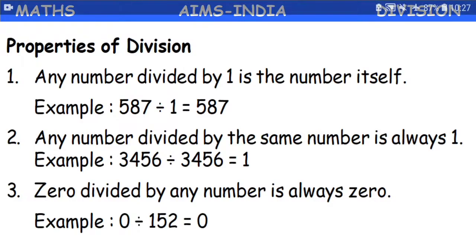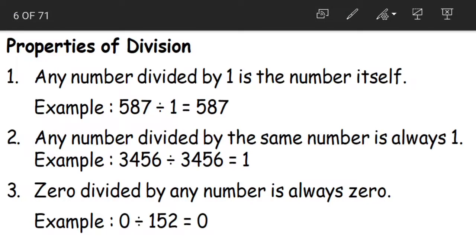Next, coming to properties of division. We have already learned properties of addition, subtraction and multiplication, right? Now let us learn about the properties of division. First one is any number divided by 1 is the number itself. Example, 587 divided by 1 is equal to 587. See, I am dividing by 1.